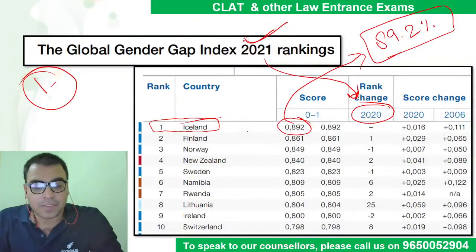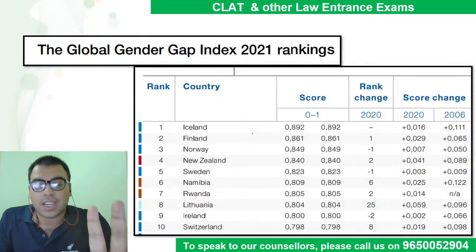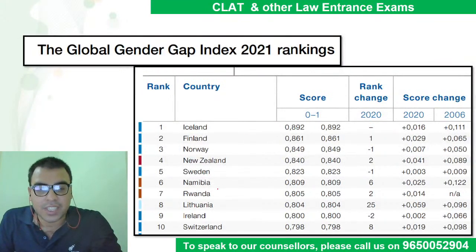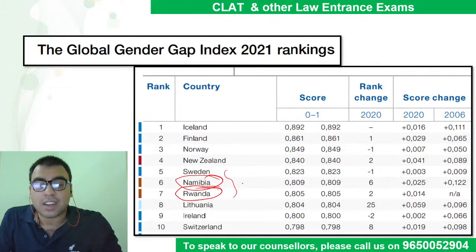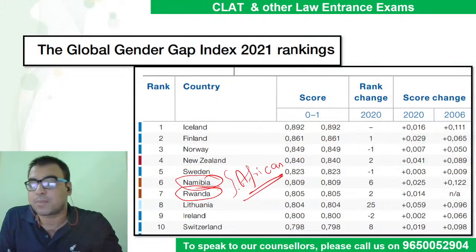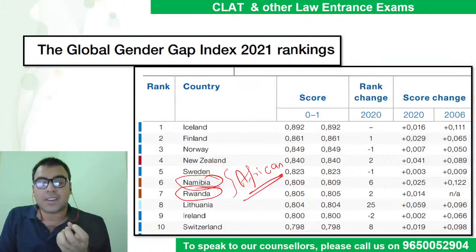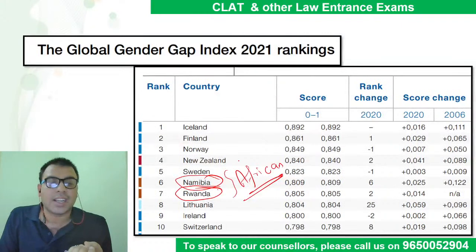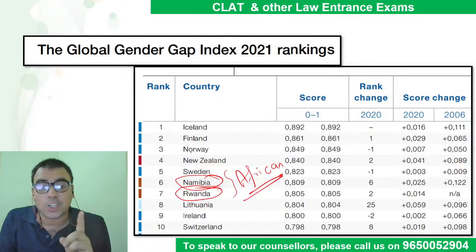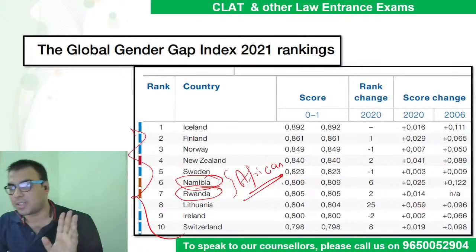Now, we can see some of the nations also for a little bit of an idea. Here is Namibia, here is Rwanda. These are African nations, and African nations are generally considered poor performers. But you can see that Namibia and Rwanda, even though they are poor countries, not very rich, are still in the top 10. So it's a very good sign for them.